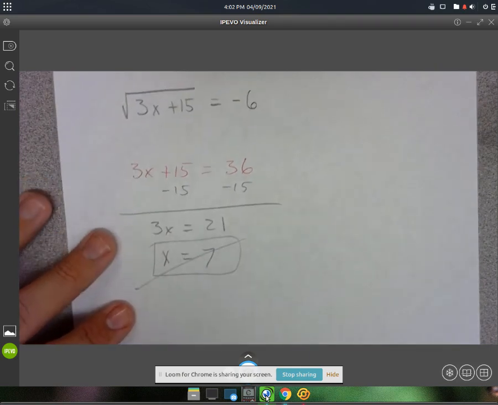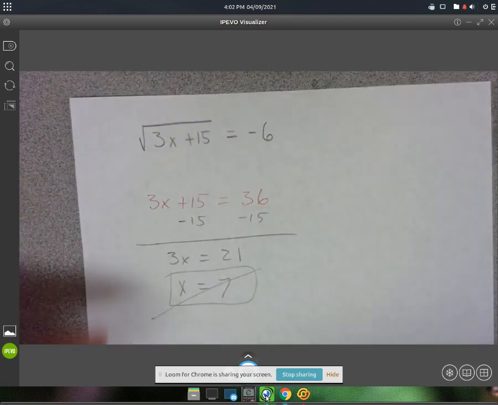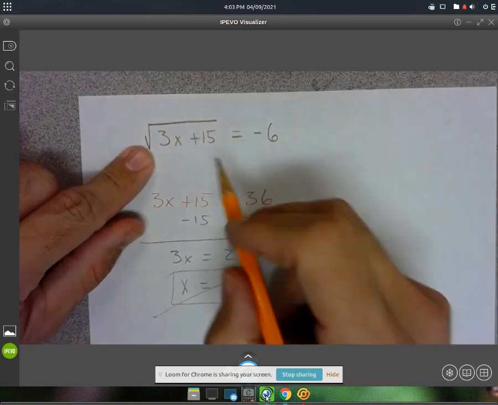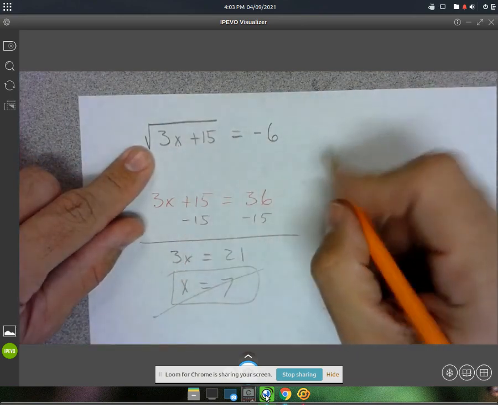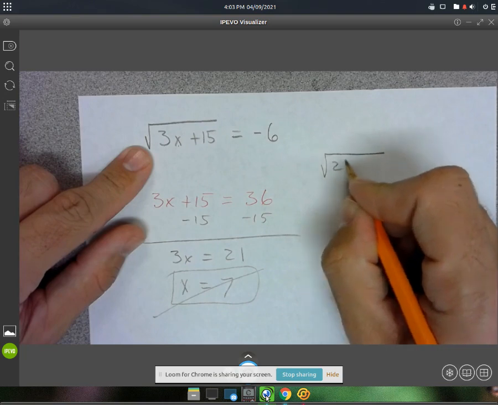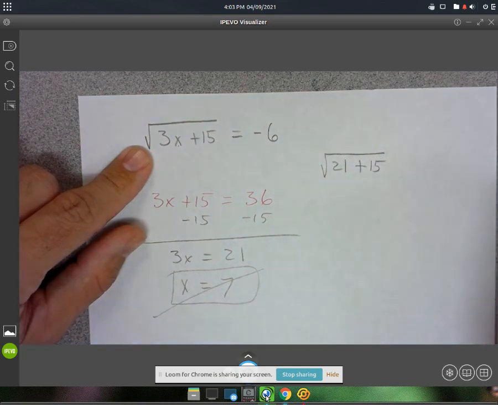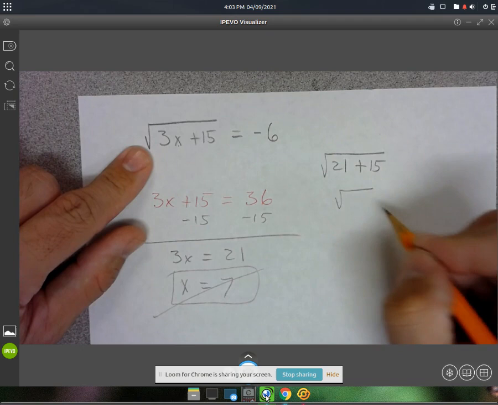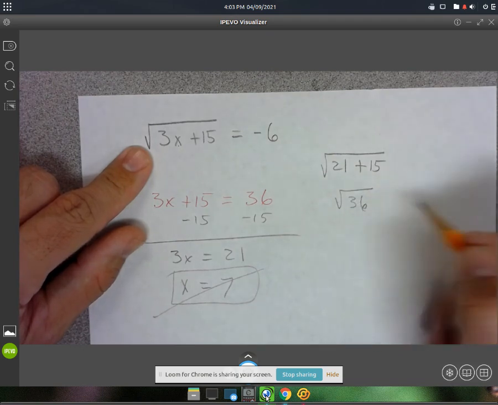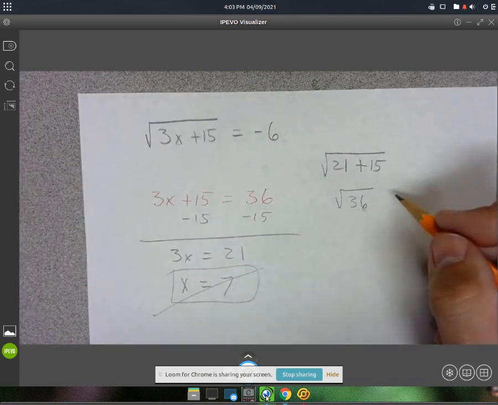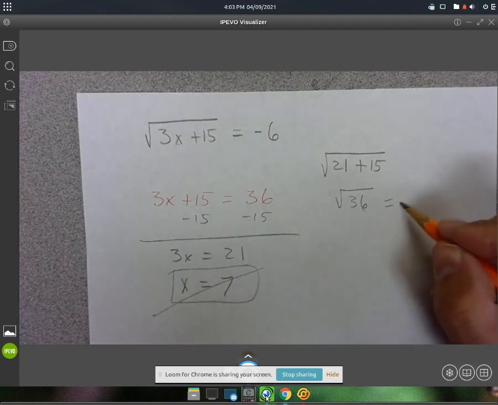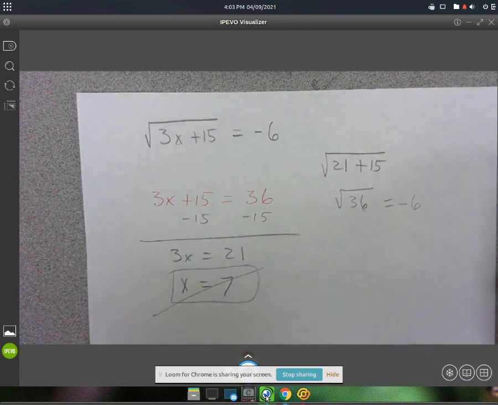Wrong. All right, so if you plug in the 7, you're going to get 3 times 7 is 21, and then plus 15. If you work this out, you'll get square root of 36. And this is a little weird, but square root of 36 is not going to equal negative 6 here. So I know once upon a time, we talked about, when you take the square root of 36, it's equal to plus and minus 6.